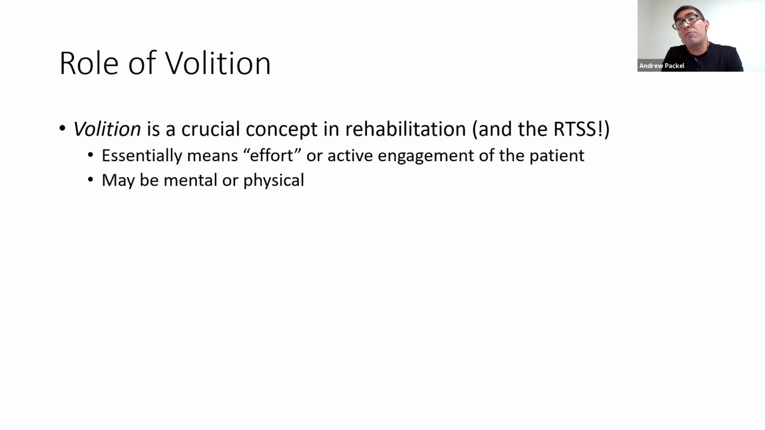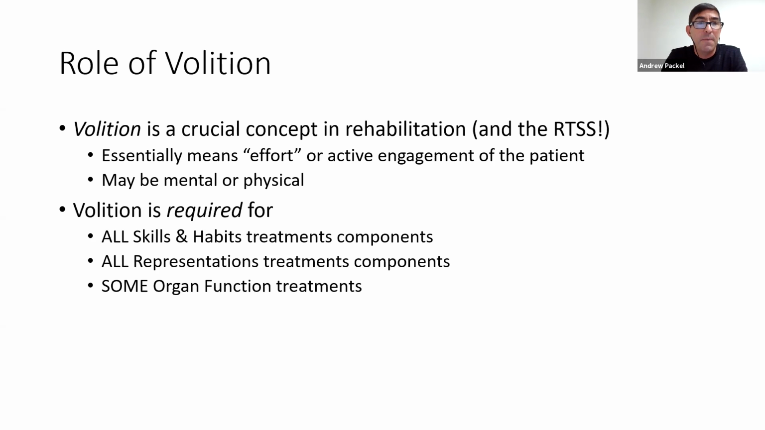The last thing to review in terms of the RTSS and some key principles is this idea about volition. The RTSS has established that volition is a critically important piece of rehabilitation, and therefore an important piece of the RTSS. What we mean by volition here is effort or active engagement of the patient. And this reflects the fact that most of the things we do in rehabilitation, we don't really do to patients, but we do with patients. We need to get them engaged and involved in the treatments we're providing. So this is where volition comes in.